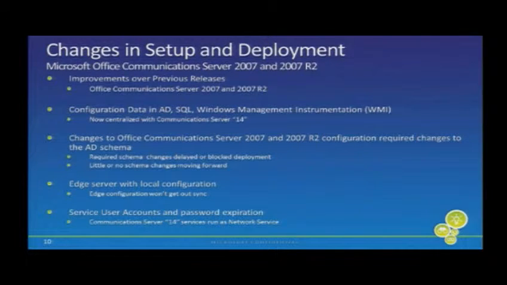So we tried to make some changes in CS14 to reduce the number of times we'll have to update the schema, both in introducing the product as well as in things like service packs. Edge servers in R2 had no interface for pulling configuration data centrally. So you had to manage the edge configuration locally on each edge server, meaning that if you changed an IP address or server name or configuration data internally, you also manually had to make that change out on edge.